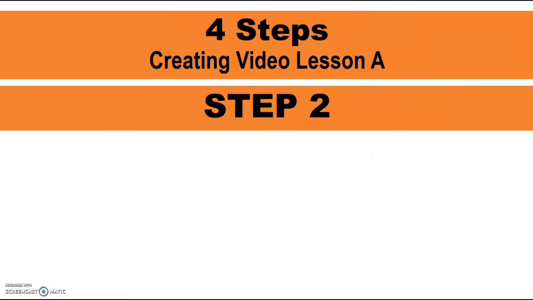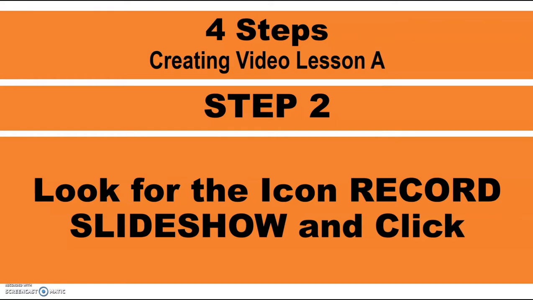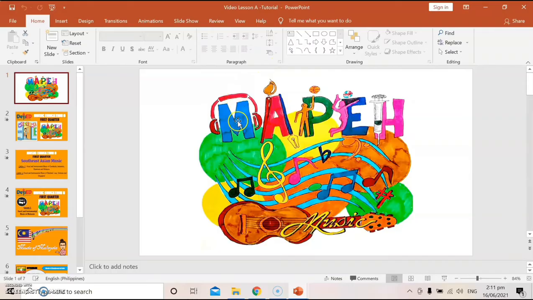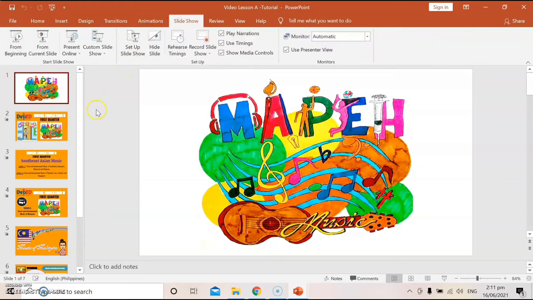Our step 2 is to look for the icon Record Slideshow and click it. Where do we find the slideshow? Just go and look at the upper portion. Can you see it? It's here, and this is it. Click it, and this screen will pop up. As you can see, we have a lot of icons here.